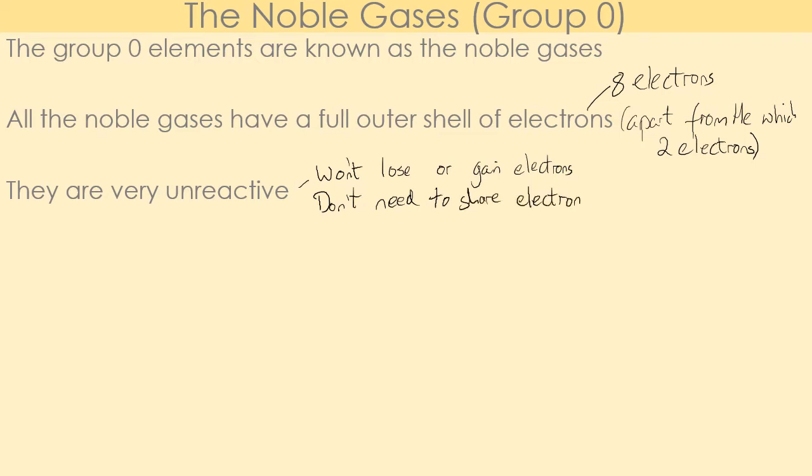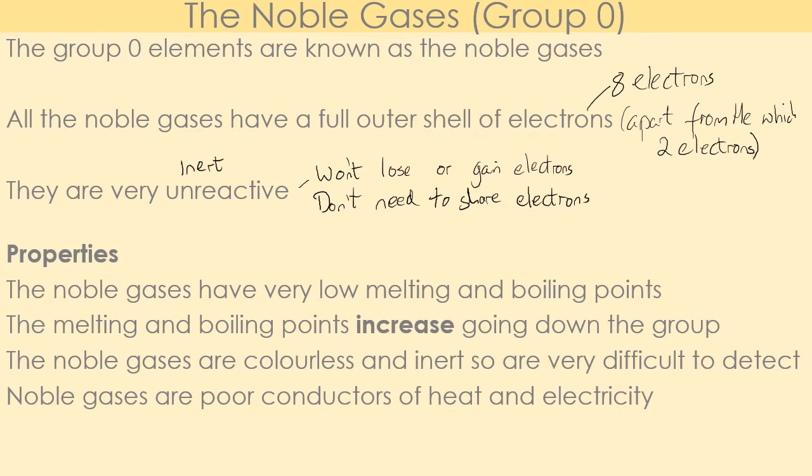And instead of unreactive, we can use a better word. We can say they are inert, because they have a full outer shell of electrons, so they won't lose or gain, and don't need to share any electrons. Now they have very, very low melting and boiling points. They're all gases at room temperature. As we go down the group, the boiling point will increase.